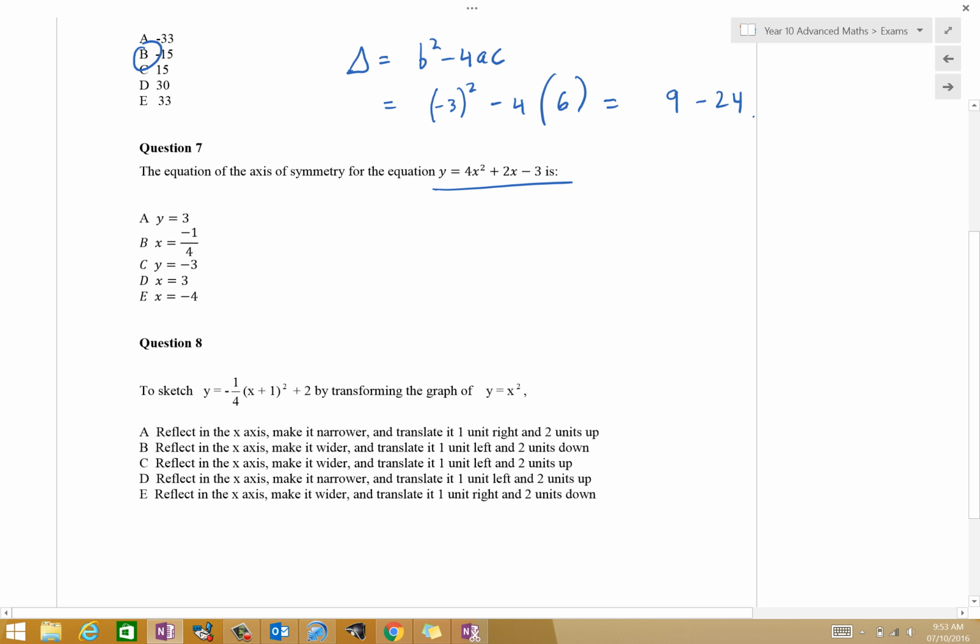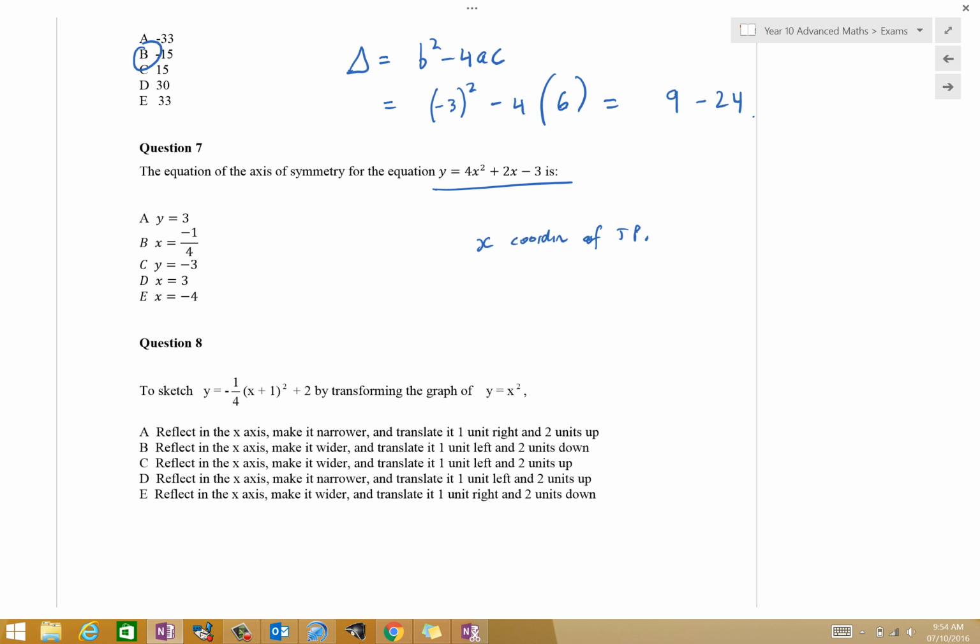The equation of the axis of symmetry. Now, remember that axis of symmetry is the x-coordinate of the turning point. And we can get the turning point by completing the square in your CAS calculator. A lot of you were trying to complete the square by hand and doing all sorts of crazy things, sketching the graph. You're probably just wasting your time.